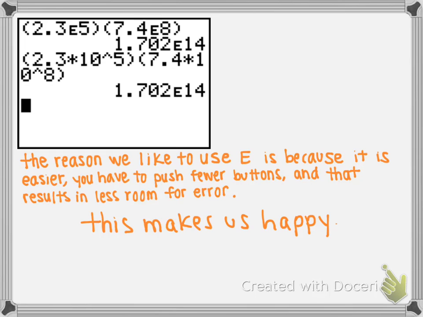So this is just to show you the difference between using the E and using the times 10 raised to the exponent button. The reason we like to use the E is because it is easier, you have to push fewer buttons, and that results in less room for error, and that's what makes me happy. I don't want you to mess up something when you're pushing all of these buttons and get the wrong answer if you are on the right track. And if you look at how many buttons this person needed to push, that's bad. And that takes a lot of time. This is a lot more concise. And that's good. Okay, so please use the E and please use the correct E.